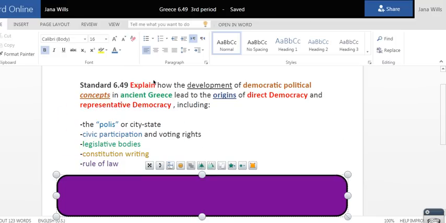We have our verb: explain how the development of democratic and political concepts in ancient Greece lead to the origins of direct democracy and representative democracy. And we talked about those two things just the other day in class, including the polis or city-state, civic participation and voting rights, legislative bodies, and constitution writing and rule of law.